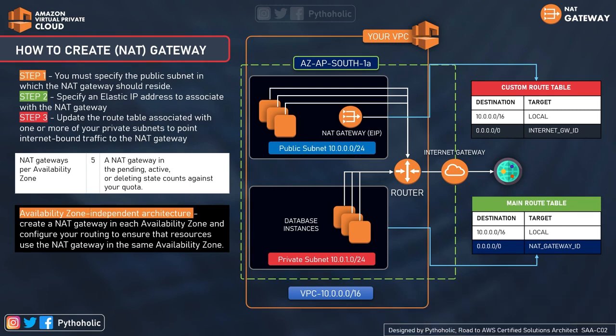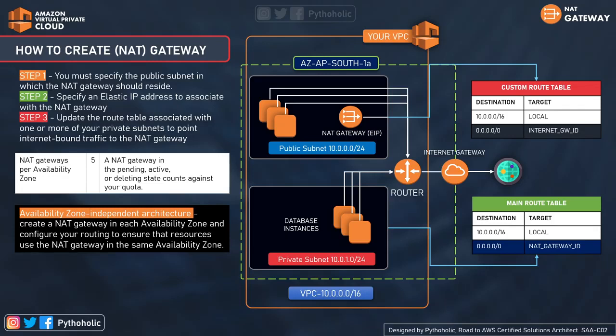And you can have more than one NAT gateway per availability zone, and the quota is a maximum of 5 per availability zone. A NAT gateway in the pending, active or deleting state counts against your quota. So even if they are in these 3 states, it still counts as a +1 for your quota limit. And here as well, we need to consider the availability zone independent architecture. And for that, AWS tells us to create a NAT gateway in each availability zone and configure the routing to ensure that resources use the NAT gateway in the same availability zone. Else they might have a single point of failure.